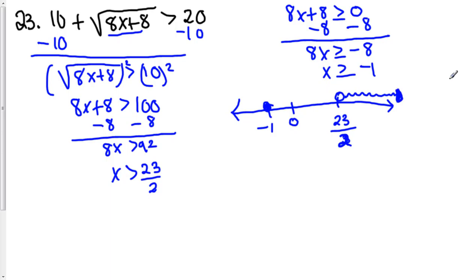What does that mean in terms of my answers? It means that x has to be strictly greater than 23 halves. And if x is already greater than 23 halves, it's going to also be greater than negative 1, so it satisfies both conditions.